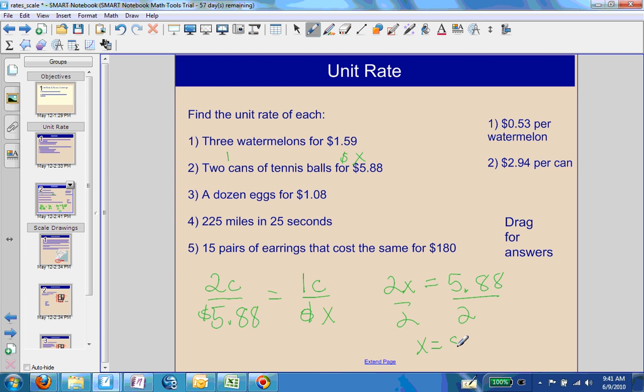Again, we could have just taken the ratio 2c over $5.88 and divided the top and bottom by 2 to get 1 can and $2.94. Let's try the next example.